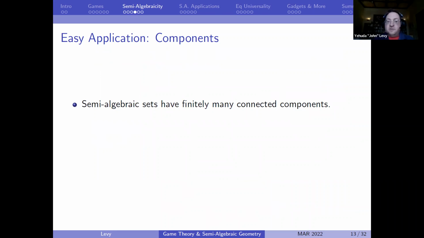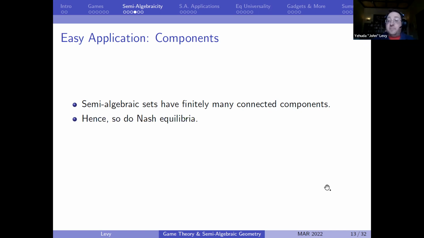First, for example, semi-algebraic sets have finitely many connected components. And as I didn't write here, they're also nice enough so that connected is the same as path connected for semi-algebraic sets. There are none of those weird ones where topologically connected is not path connected, or vice versa. So from that, we can immediately deduce that the set of Nash equilibria has finitely many components.